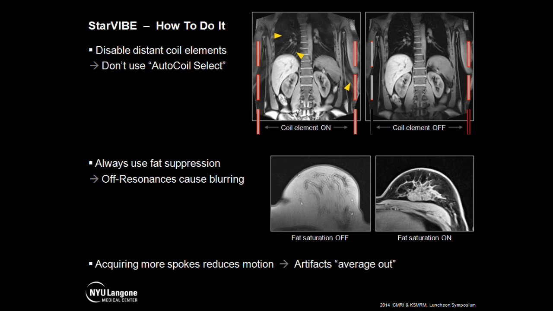And a final point, if you want to set up your protocols, instead of making the scan time as short as possible, it sometimes can make sense to acquire more spokes than strictly required, because if you acquire more spokes, then motion will average out and you will get fewer motion artifacts. So it can make sense to rethink your scan protocols towards a slightly longer scan time, but this will give a higher reliability of these scan protocols.